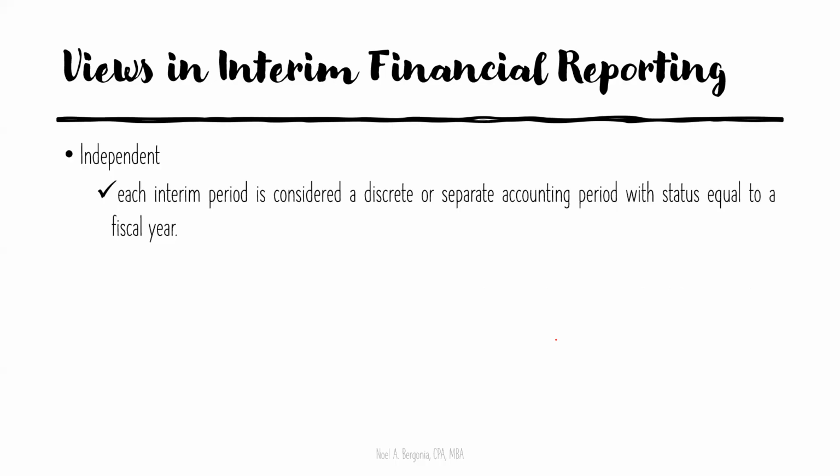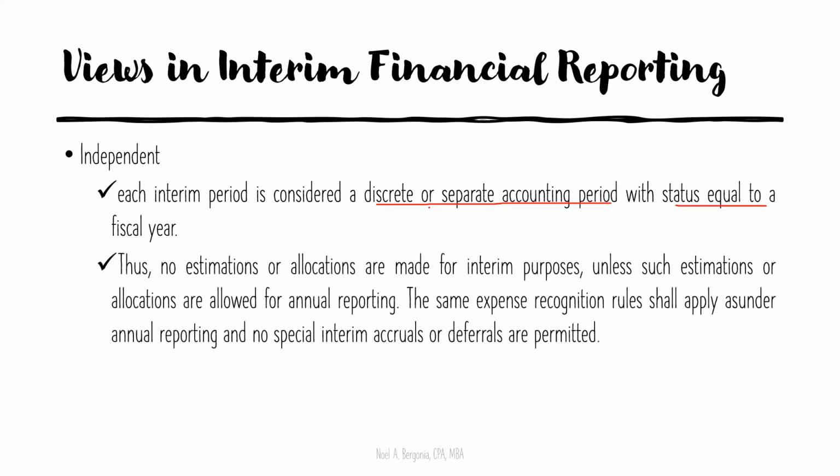Okay, so pag sinabi po natin independent view, each of the interim period is considered as a discrete and separate accounting period, okay, with equal status. Kanina, yung integral view, the interim reports are part of the annual. Ito nga yung independent, sinasabi niya na discrete and separate daw yung accounting period ng interim comparing it with the annual kasi it's just a separate and distinct discrete, no? And considering it, no estimations or allocations are to be made for purpose of interim reporting.